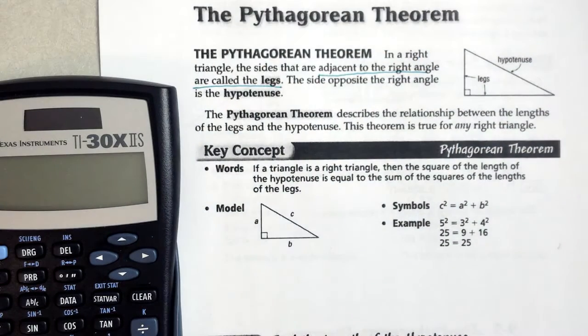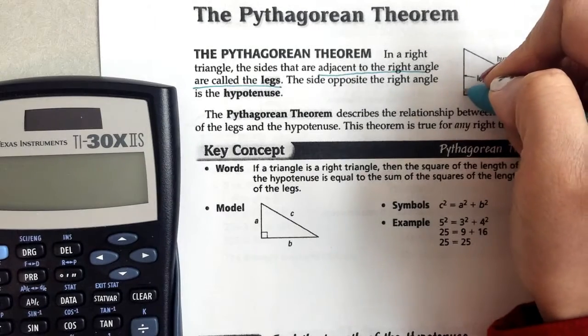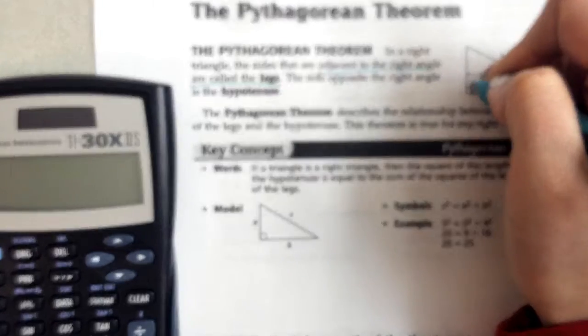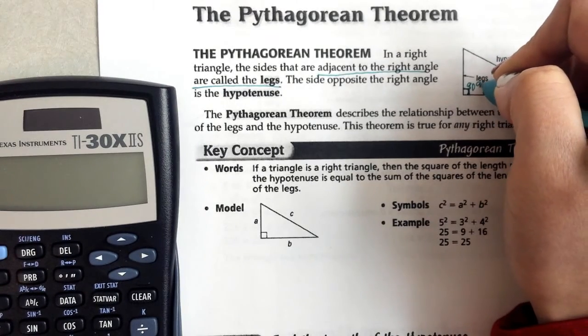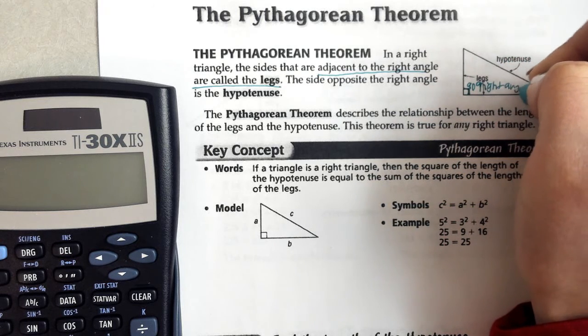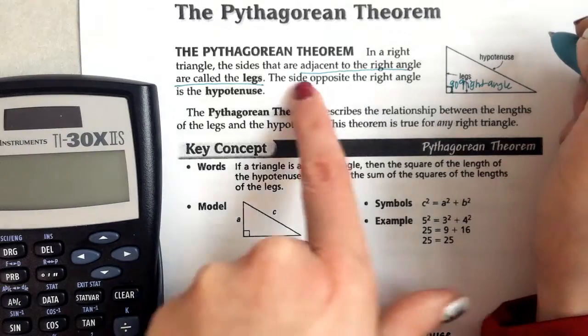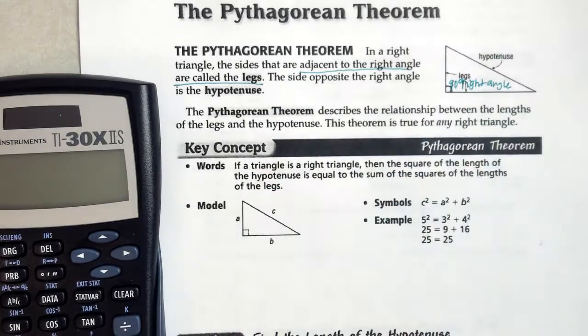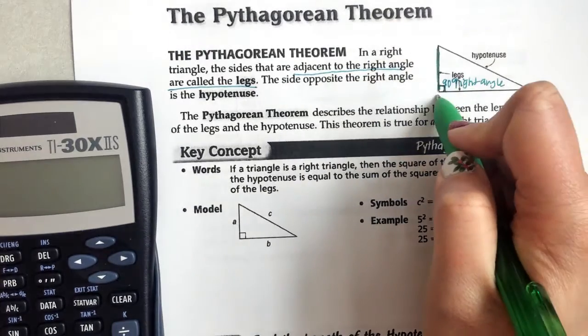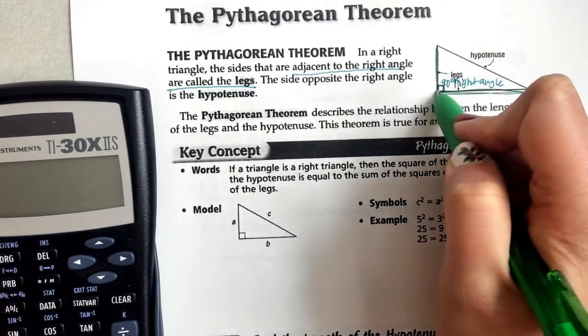Adjacent means next to. So when you find your right angle, remember the box there indicates that that is a 90-degree angle, a right angle. So the two that are next to it, meaning the two that make up this right angle, those are called the legs.